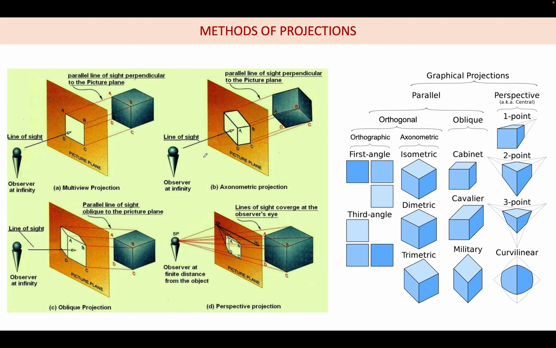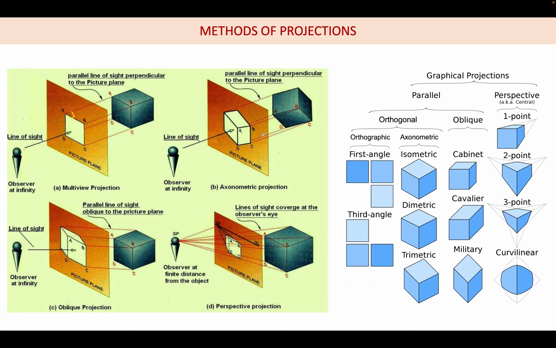So this will be more clear if you see this picture. Here we have an object, and there is a projection plane. You can see that all the projectors are parallel and they intersect at 90 degrees. If you see from the top, this will be 90 degrees. This is an orthographic view. Orthographic view is also called multi-view projection.